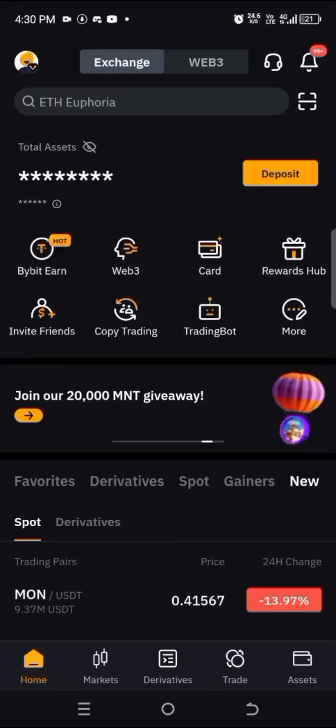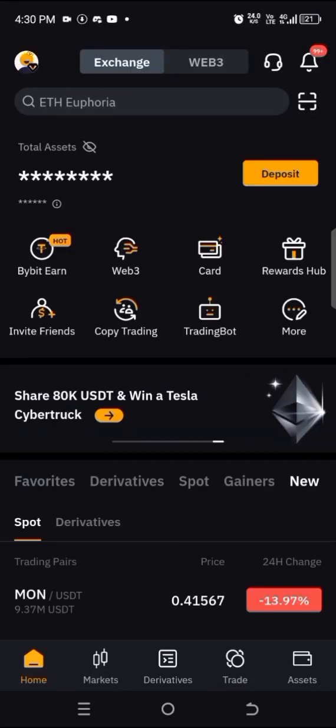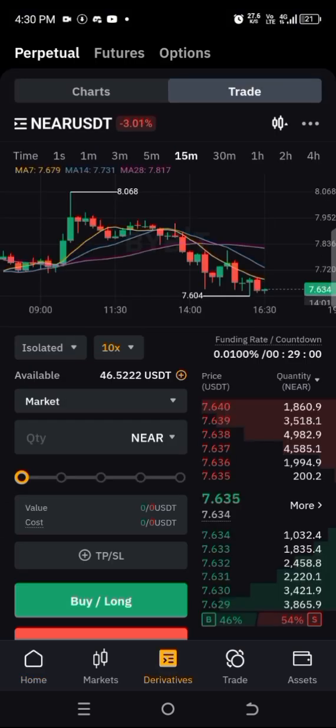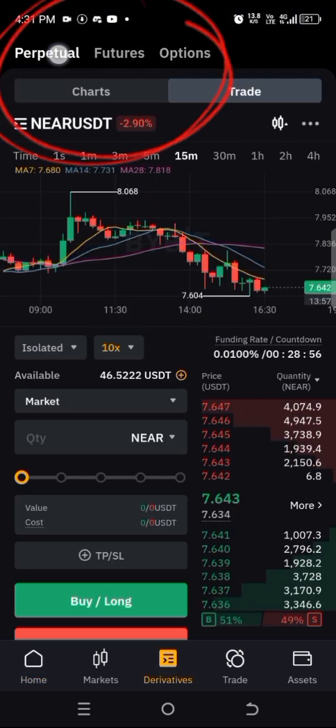So this is the Bybit homepage. First, you will go to Derivatives. Click on Derivatives, and then it brings you to this page. If you look at the top, you're going to see Perpetual, Futures, and Options.